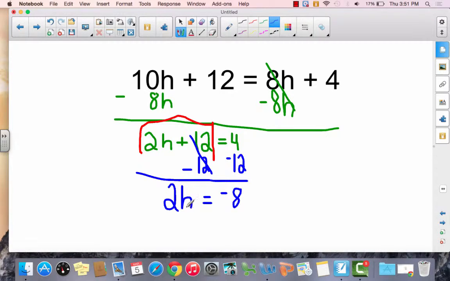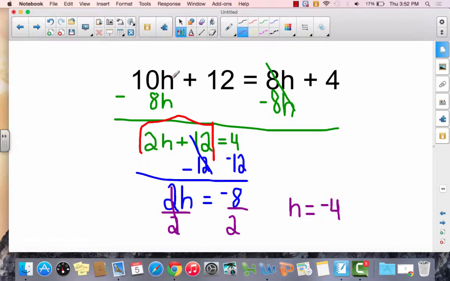And I see here that 2h, they are being multiplied, and I know the opposite of multiplication is division, so I'm going to divide the left-hand side by 2. 2's cancel out. I'm going to divide the right-hand side by 2, and I'll be left with h equals negative 4. So that tells me that if I were to replace each of the h's in the initial equation with negative 4, it would come out to be even.